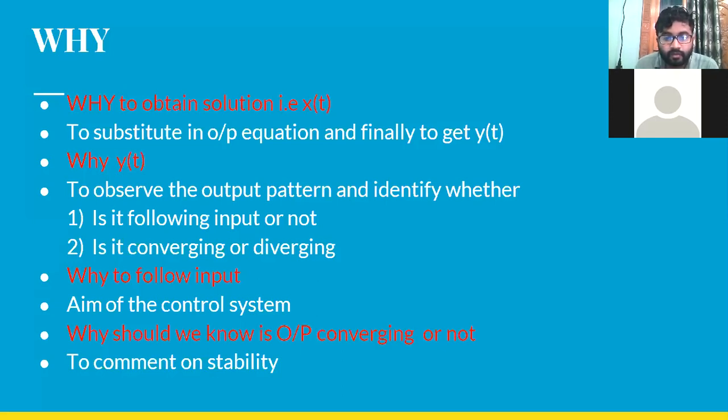Second one is, why should we know whether the output is converging or not, or bounded or not? To comment on stability, all these things you know. If it is bounded, then the system is stable. If it is not bounded, the system is unstable. If the output is converging, the system is stable. If it is diverging, it means going out of control, going towards infinity. With respect to magnitude, we are speaking. These things are clear.